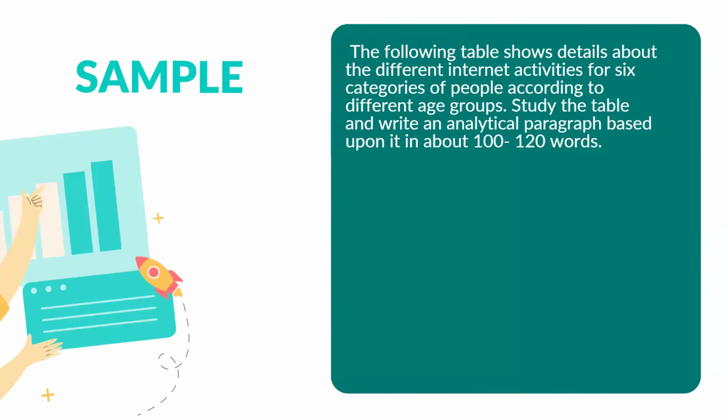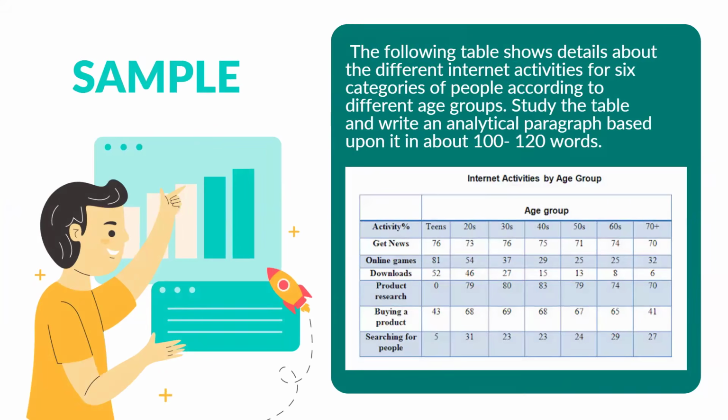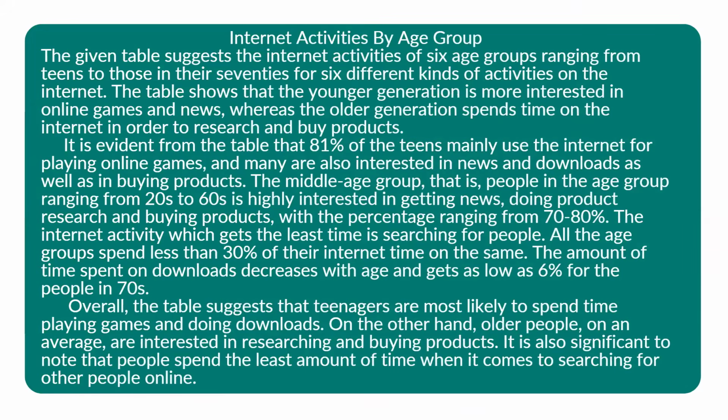So here is one sample given to you all. In the following table, we have the details about the different internet activities for 6 categories of people according to different age groups. Study the table and write an analytical passage based upon it in about 100 to 120 words. Take a moment to observe the table. And now notice how the sample introduces the graph, identifies trends, highlights a peak, mentions decline, and concludes overall growth. This is exactly the flow you should aim for.